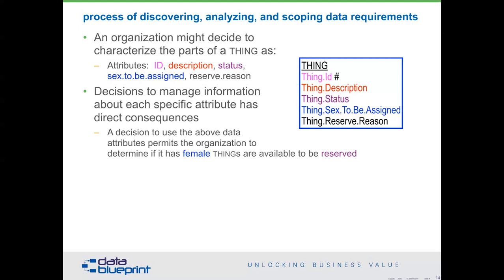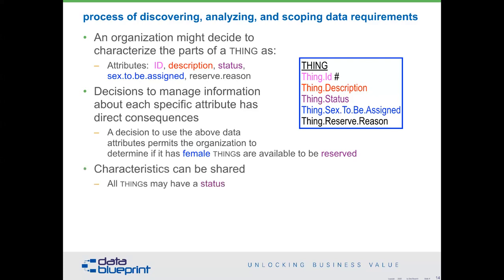So decisions about managing information for each specific attribute have direct consequences on the rest of the system. The decision to use the above data attributes that I have there tells me whether I have female things that are able to be reserved. If I didn't have the sex to be assigned on there, I couldn't tell whether the things were male things or female things. It's a very, very important characteristic there.